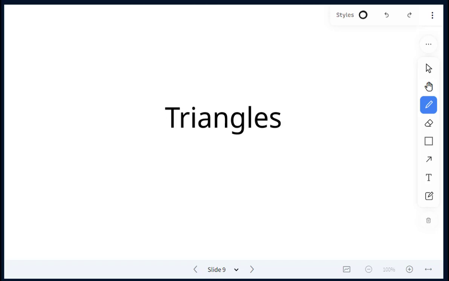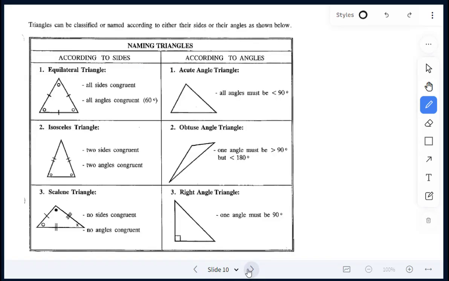So next we're going to talk about triangles. We're also going to be classifying triangles. Triangles can be classified according to their sides or according to their angles, as we can see in this chart. If it's according to their sides, we can have an equilateral triangle. All 3 sides are congruent, but at the same time, all angles are congruent as well. They have to be 60 degrees. 60 plus 60 plus 60 gives us 180 degrees for that triangle.